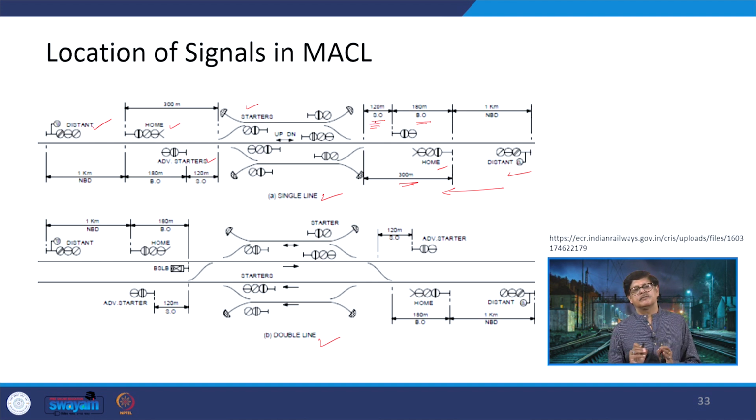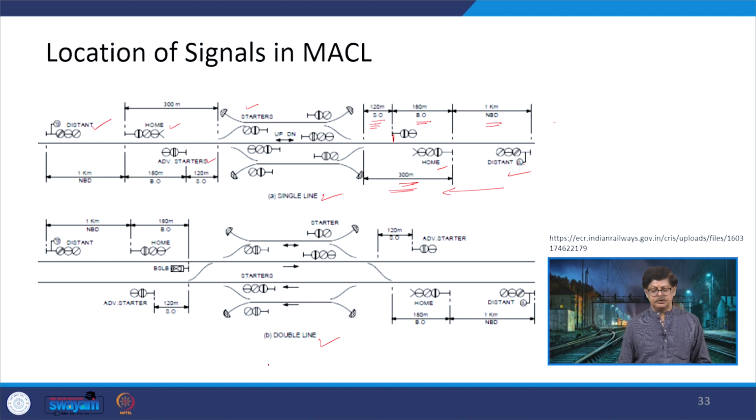The station overlap means up to this particular point the station limits are coming, and then 180 meters is for a block overlap. So, block overlap is coming on the other side, and then the distance between the distant and the home is 1 kilometer, and that means a non-block overlap condition is being considered here. And with the help of this block overlap and the station overlap, it gives you the total distance which needs to be there where the point is being set and between the home station, so that any loop line can be taken by a train.